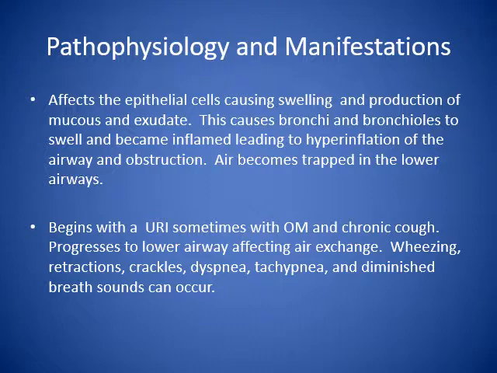Air becomes trapped in the lower airways. You might hear a child wheeze because of this, what's going on. Usually a child will begin with upper respiratory symptoms. They might have an ear infection, and then it leads to a chronic cough. It will progress in some children to lower airways, affecting air exchange. So wheezing, retractions, crackles, shortness of breath, and diminished breath sounds can occur. Sometimes children with repeated episodes of bronchiolitis may be more prone to developing asthma when they get older.